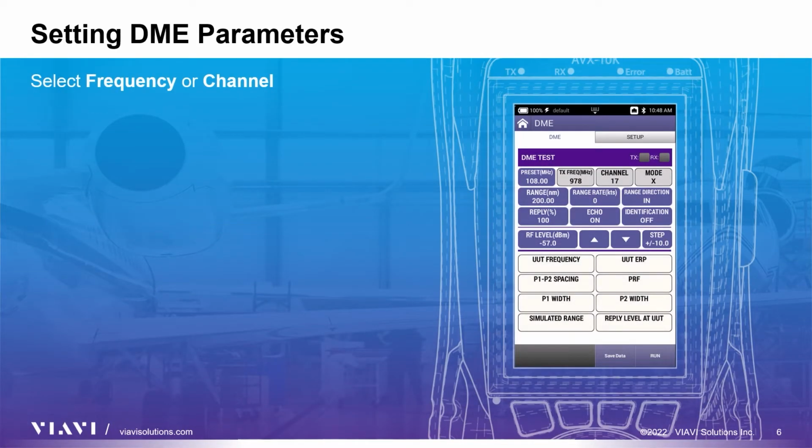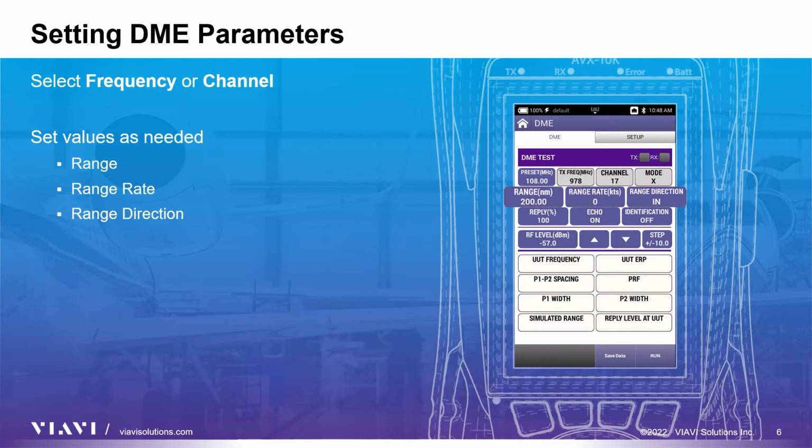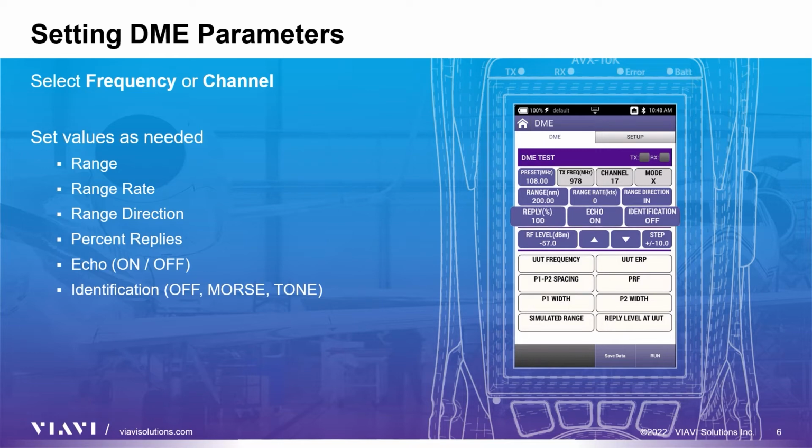Once you have completed the setup parameters, the next step is to create your radiometric and flight parameters. All of the fields with a blue background are editable. The quickest test method is to use one of the preset frequencies and tune the unit under test to that frequency or channel. You can set your range, range rate, range direction, as well as percent replies, echo and identification mode. Identification mode cycles between off, Morse, and tone. You can adjust your RF level as well. This can help in determining the sensitivity level of the unit under test.